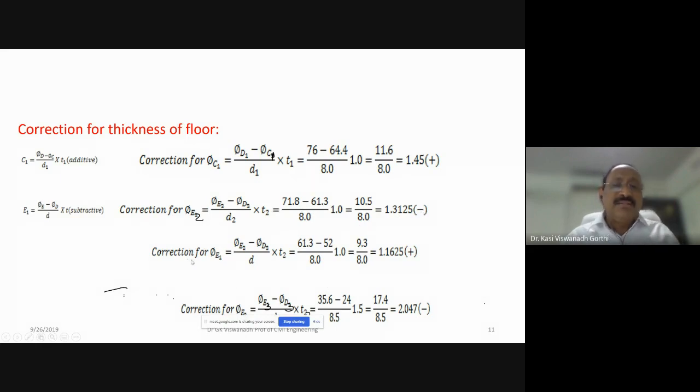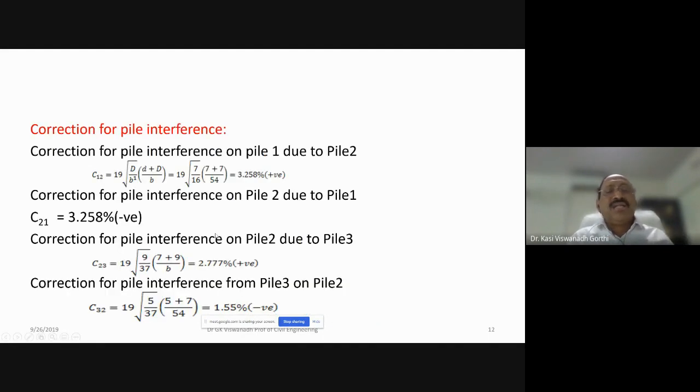In the same fashion, this is for φE1, and similarly for φE3 also, you need to calculate (φE3 − φD3)/D3 × T3. T is the thickness, D is the total depth of the cutoff starting from the top of the floor. So how are you getting this 35.624, etc.? These are the values of the pressures which are calculated based on the assumptions. So substituting those values, you get the correction for the thickness of the floor.